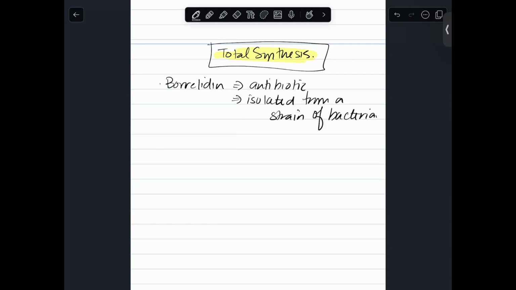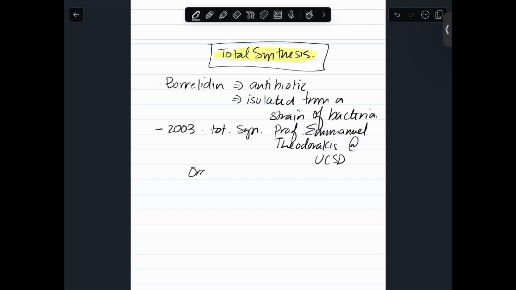Now, the synthesis that I'm going to highlight is a 2003 total synthesis. And it was synthesized by Professor Emmanuel Theodorakis at UC San Diego and his postdocs and graduate students. The publication is an Org. Lett. paper from 2003, and it's a really quick read.